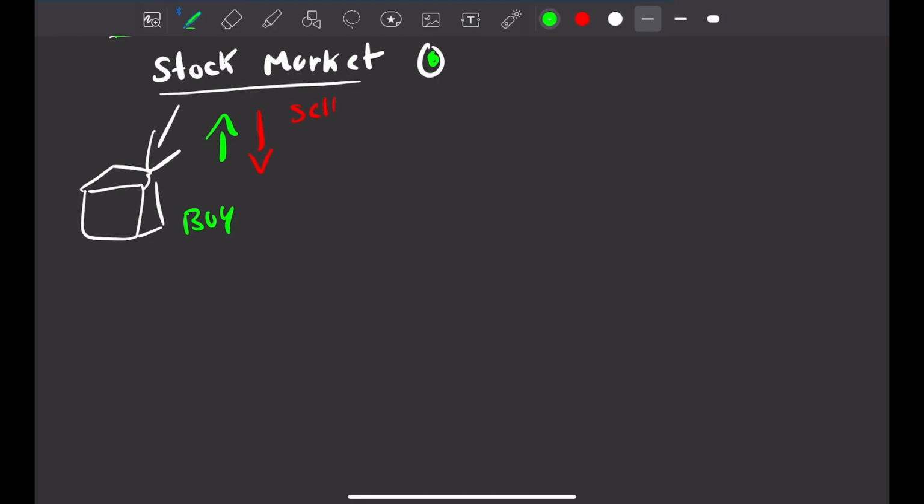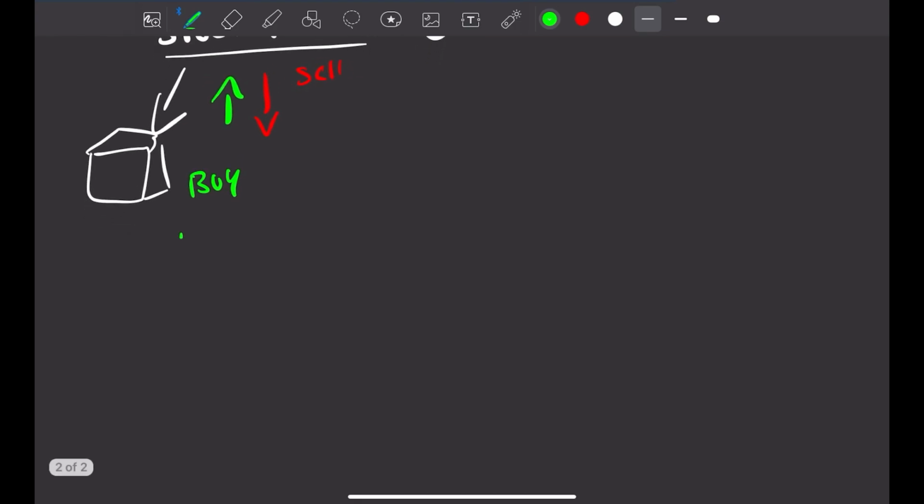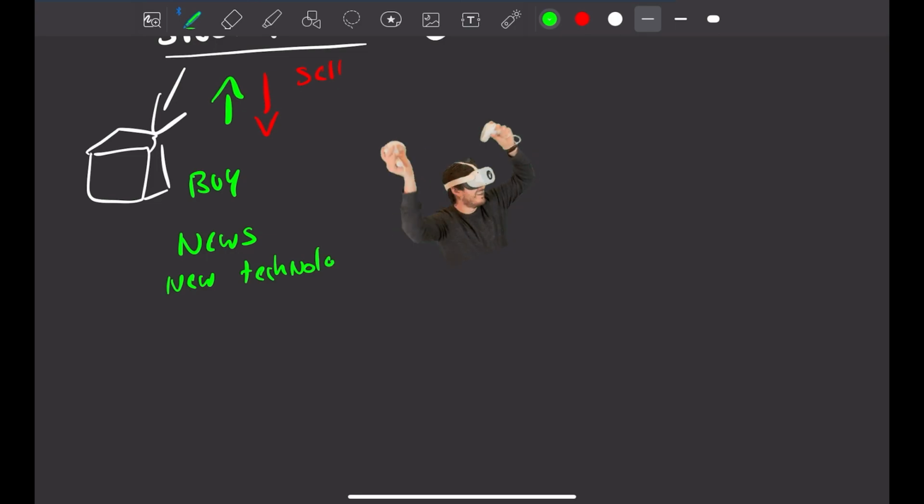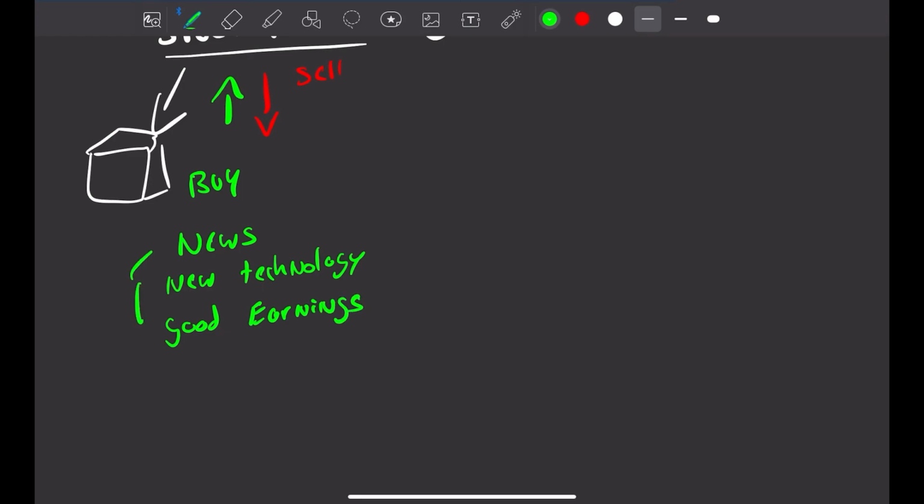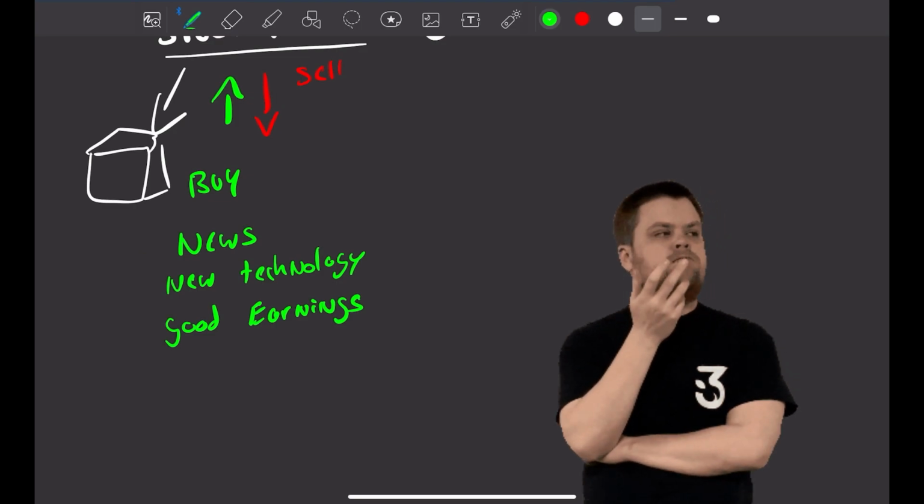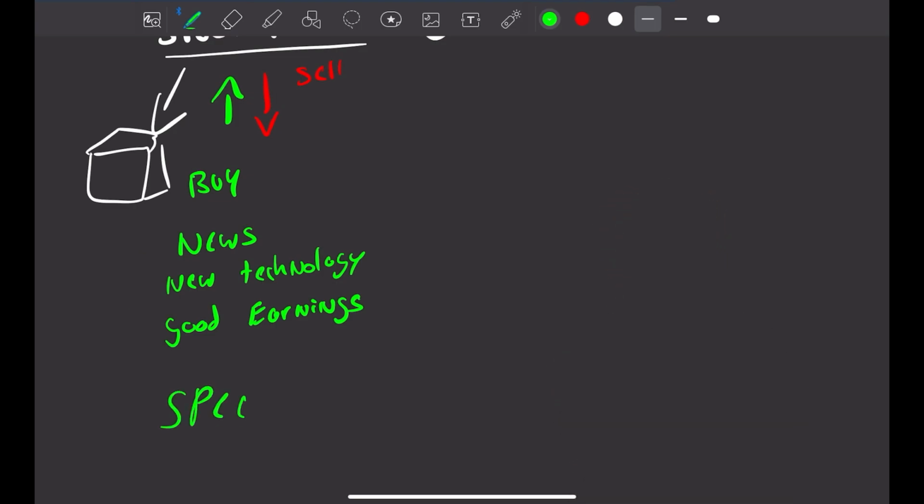What can make it go up and get people to buy? News, new technology, good earnings. Those are the things that move the stock up, or speculation. That's the biggest one. Speculation is the biggest one of them all.